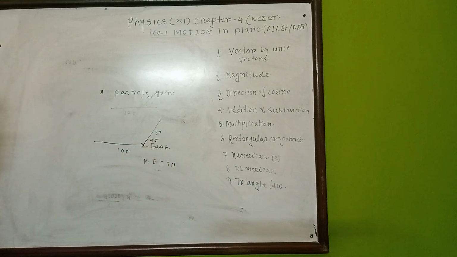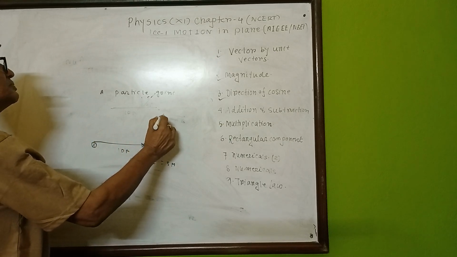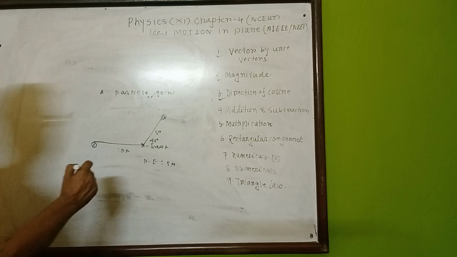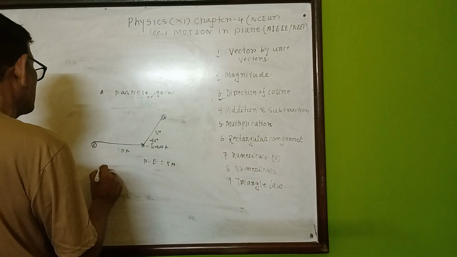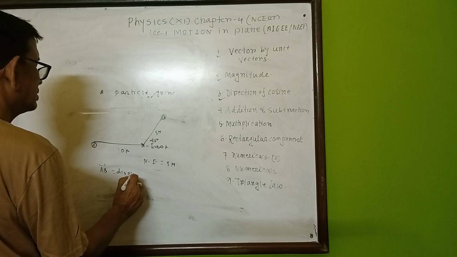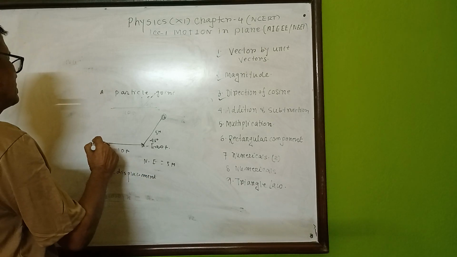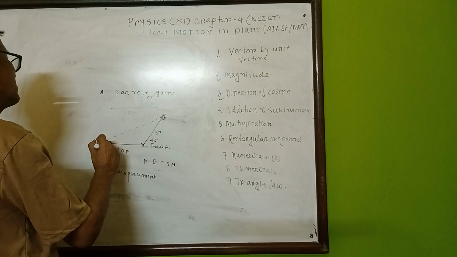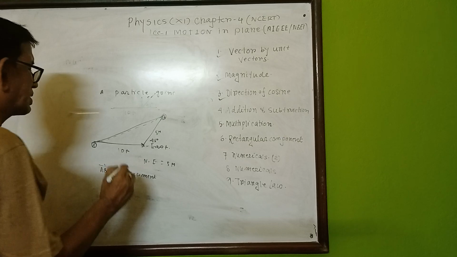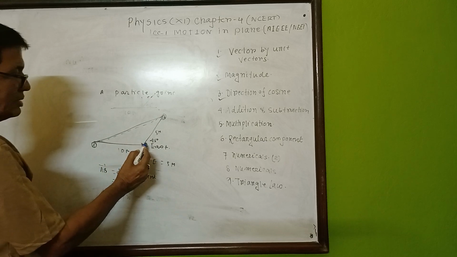Now in this type of problem, what is the displacement? Initial position A and final position B. Clear? Then displacement is AB. AB is the displacement. So how can you calculate AB? That is very important. You cannot calculate AB directly because it is very difficult. Now this angle is given.